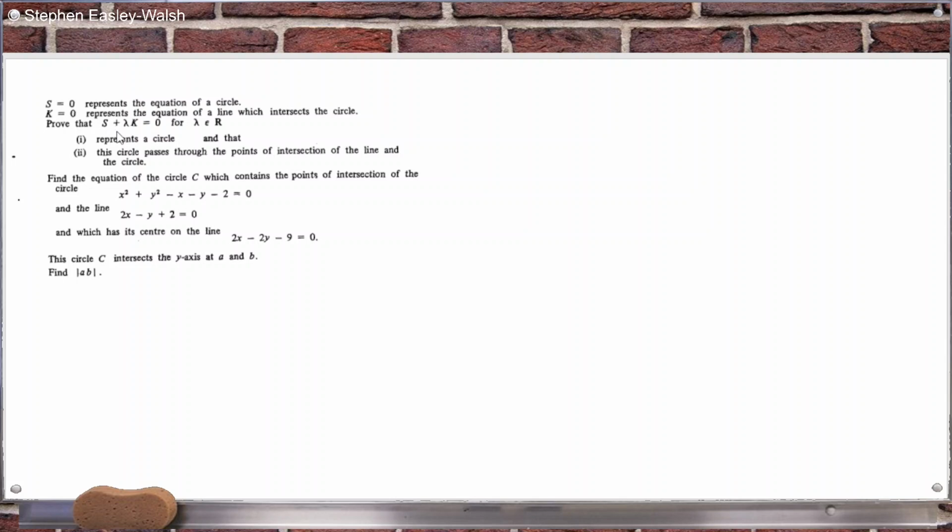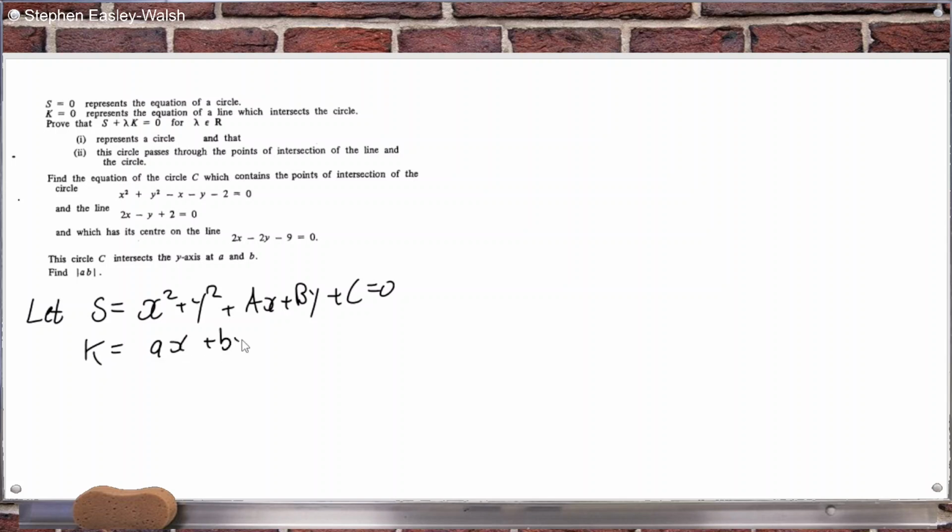I don't think you're saying prove that S plus lambda K equals 0 for lambda an element of R. I think it's more saying prove that, given that it represents a circle, the circle passes through the point of intersection of the line and of the circle. Well, let's just first let S be a circle: x squared plus y squared plus ax plus by plus c equals 0, and K equals ax plus by plus c equals 0.